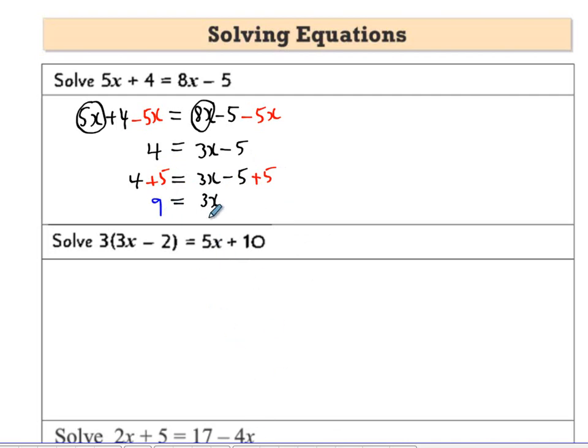So what do we get from that? 3x is equal to 9, therefore x must be equal to 3. That's quite easy, because 3 times 3 is 9.